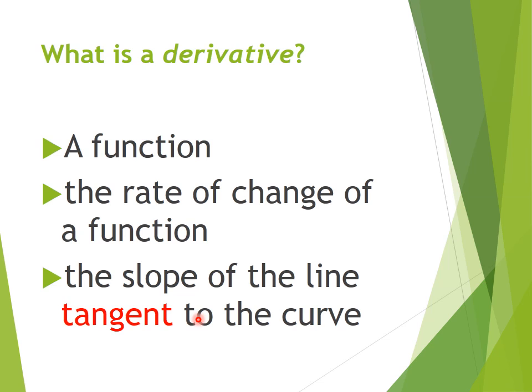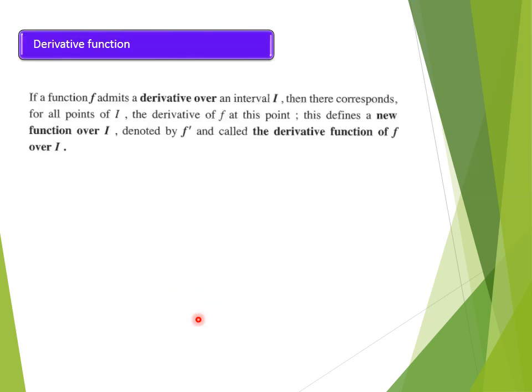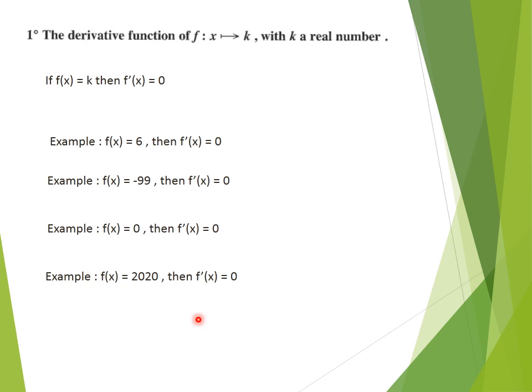As a definition, the derivative is the slope of the line tangent to the curve. So the line which is tangent to the curve, its slope is the derivative. Now if a function f admits a derivative, then for all points in the domain, the derivative defines a new function. So the derivative of a function is a new function and we call it f prime. Let's start with the first rule.